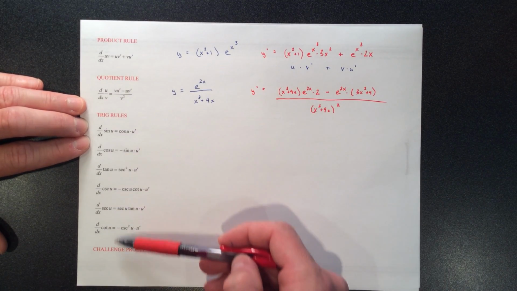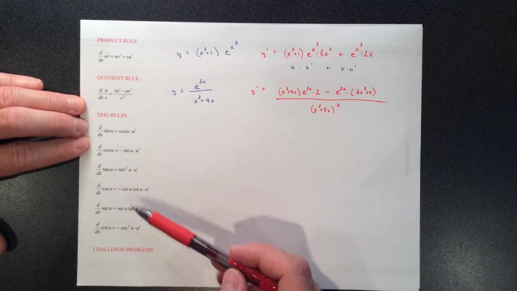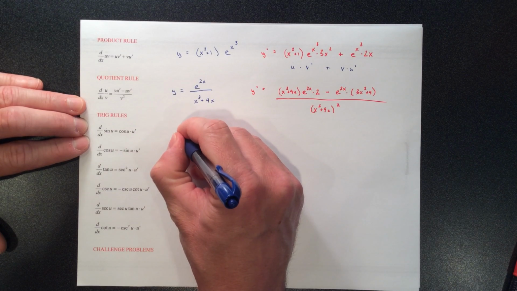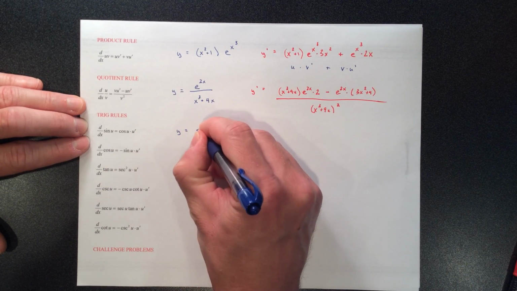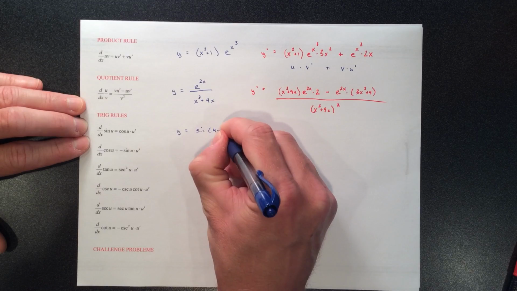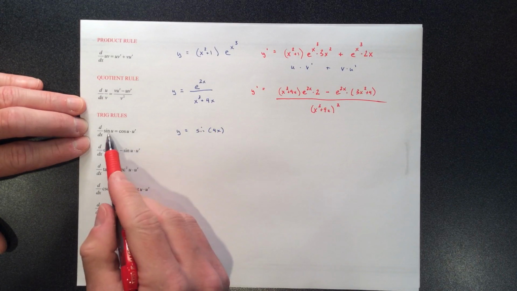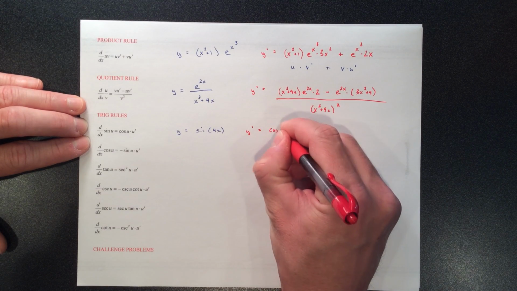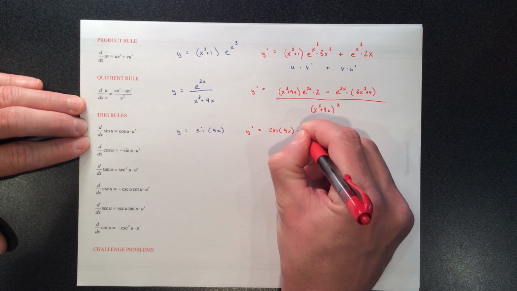All of these rules are super similar. They're just telling you how to take the derivative of a trig function. Okay, so how do you take the derivative of a sine function? What if it's the sine of 4x? Well, the derivative of sine is cosine. So then y prime is going to equal cosine of 4x times 4.